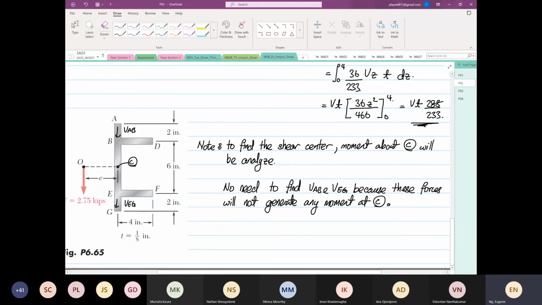Because moment, we know for sure, I'll just write this down. Moment is equal to force multiplied by what? Not any distance, the perpendicular distance. And if the perpendicular distance for VAB and VEG is equal to 0, it will not generate any moment at all. Am I right? Okay. So now we are ready to take the moment.